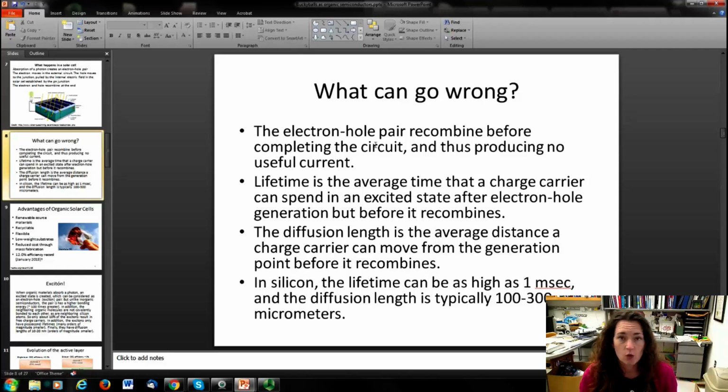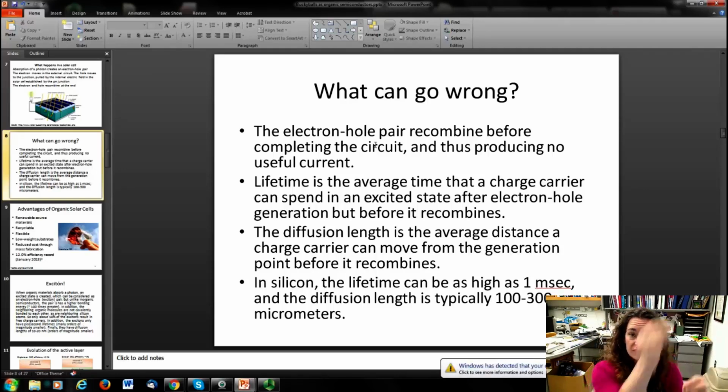Okay? So what you need to have in order to have a good solar cell are to have a good lifetime and a good diffusion length for your electron hole pair. So what are those quantities? Well, the lifetime is the average time that a charge carrier can spend in that excited state. Remember, because in order to create the electron hole pair, it has to get promoted out of the valence band and into the conduction band, which puts it in that excited state.